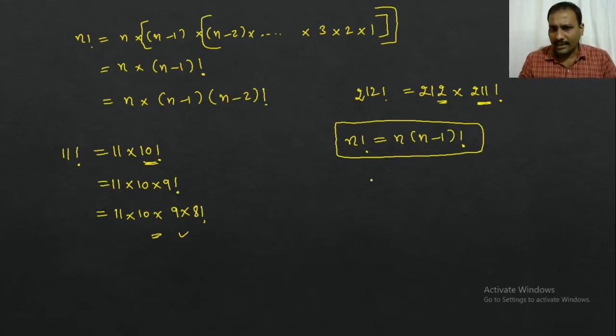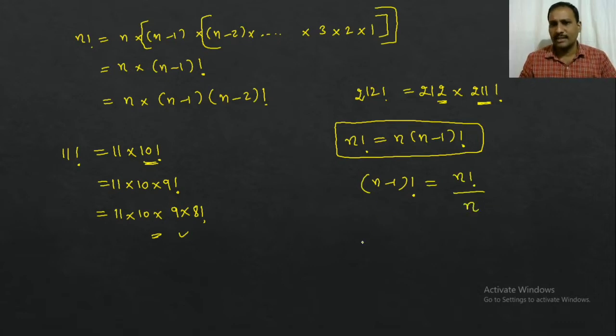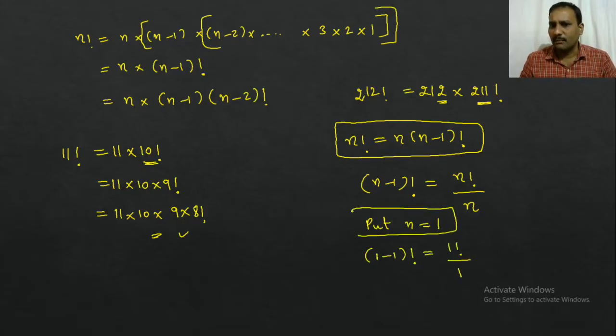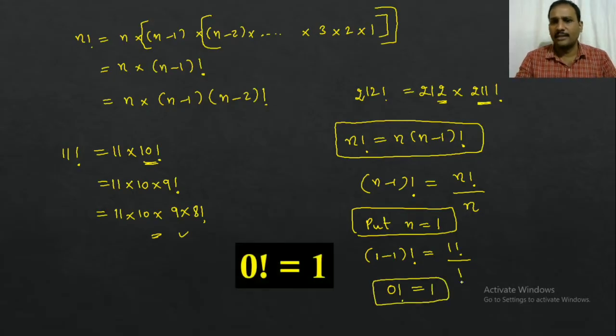Now, can I write this as n minus 1 factorial is equal to n factorial by n? Yes, you can write. Now, put n equal to 1. What will you get? n minus 1, that is 1 minus 1 factorial, is equal to 1 factorial by 1. Just replace n by 1. So 1 minus 1 is 0 factorial. 1 factorial is 1, and 1 by 1 is equal to 1. Therefore 0 factorial is equal to 1.